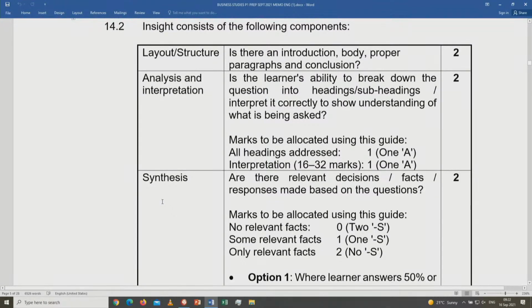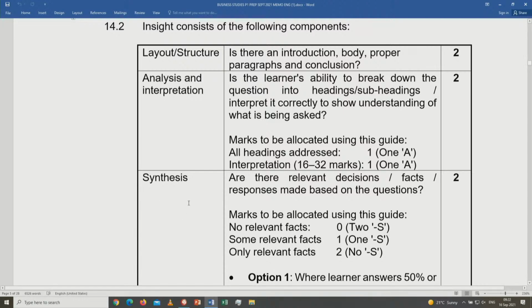And then let's come to marks for insight. The layout, or the structure, is 2 marks, and we look at whether the learner, in answering an essay, has an introduction, a body, and then a conclusion. For introduction, we allocate 1 mark on the left-hand side, and for conclusion, another mark on the left-hand side. That's what gives you 2 marks. But this introduction is a heading. The learner should literally write introduction, and then write the introduction underneath, and then conclusion underneath, and then the learner will qualify for the 2 marks.